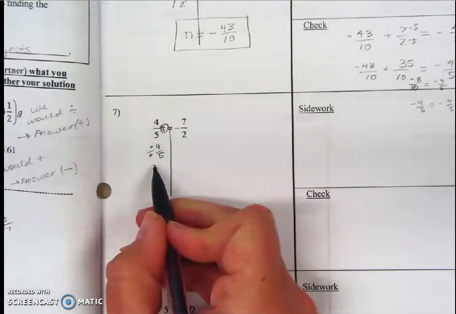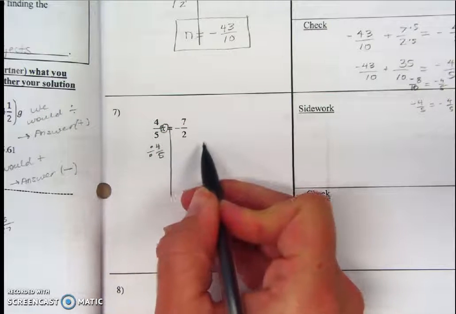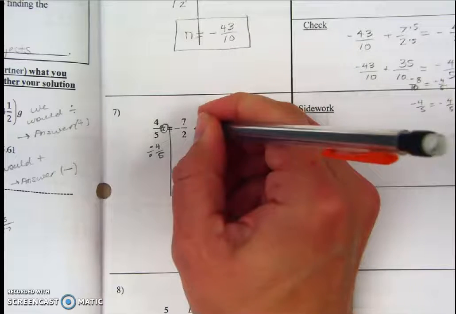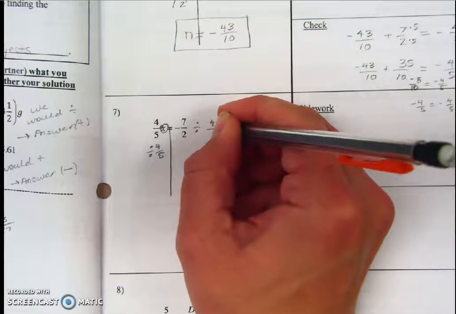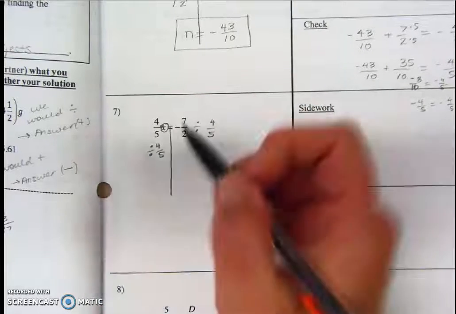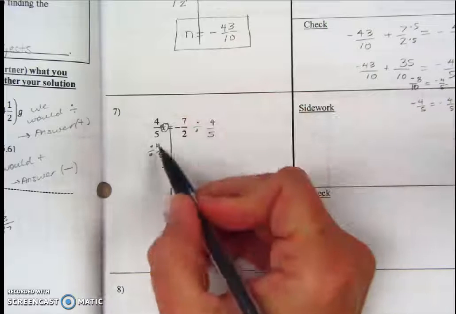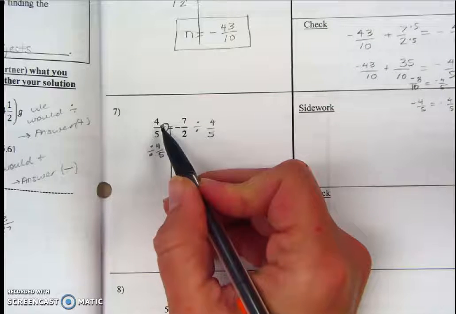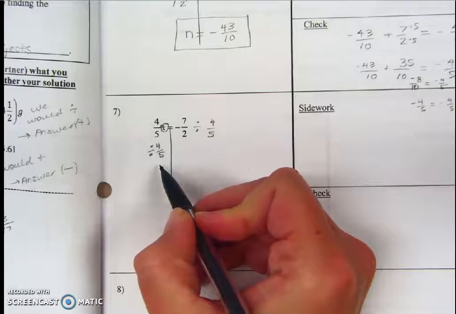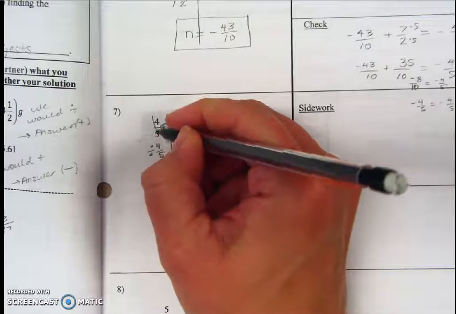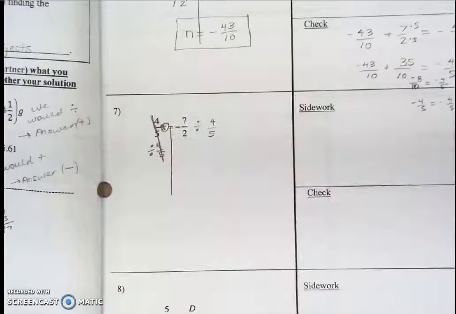And whatever I do to one side, I'm going to copy to the other. But this time I'm going to write it to the side. Divide by 4/5. Okay, I know that this looks a little weird, but we also know 4/5 divided by 4/5 is going to equal 1 because it's the same thing top and bottom, even though it's a weird looking fraction thing.